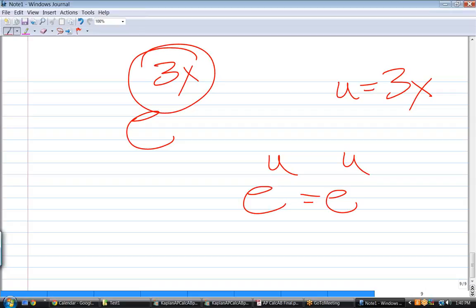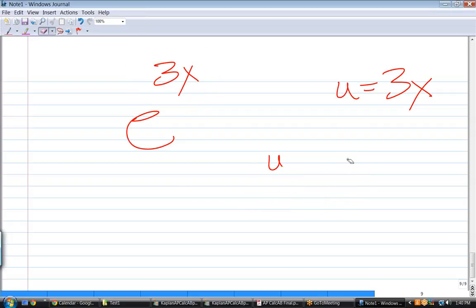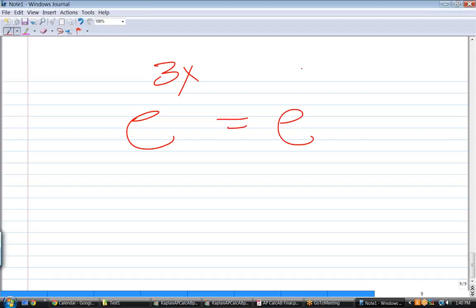So the goal is to turn it into something that you know how to do, that is familiar. Okay. So if I'm differentiating e to the 3x, I get e to the 3x, the derivative of the outside, times the derivative of the inside, which is 3.